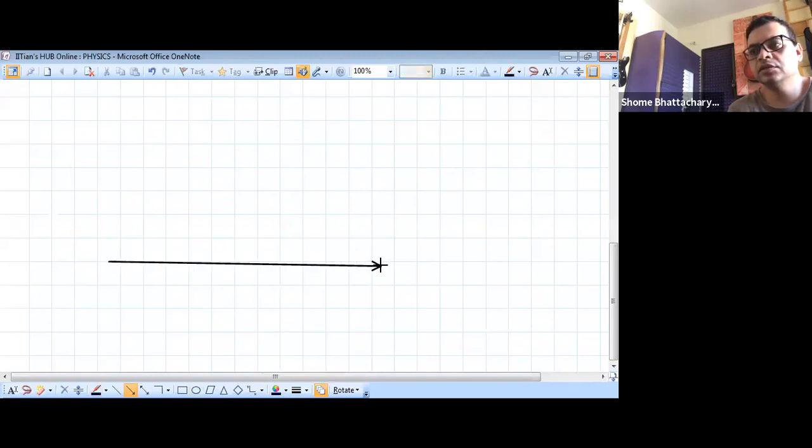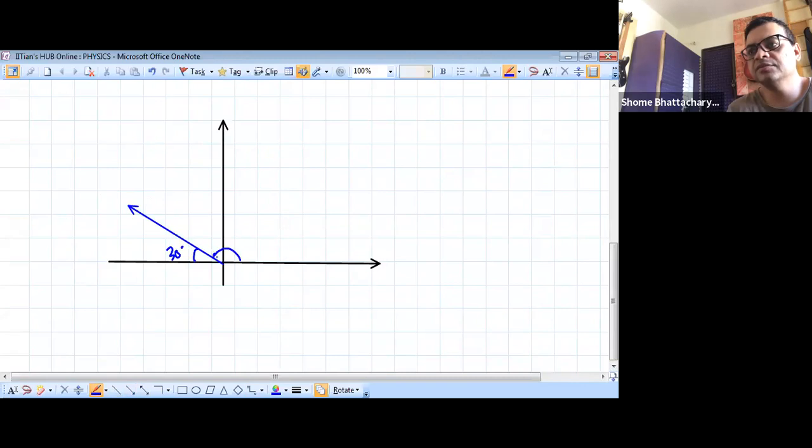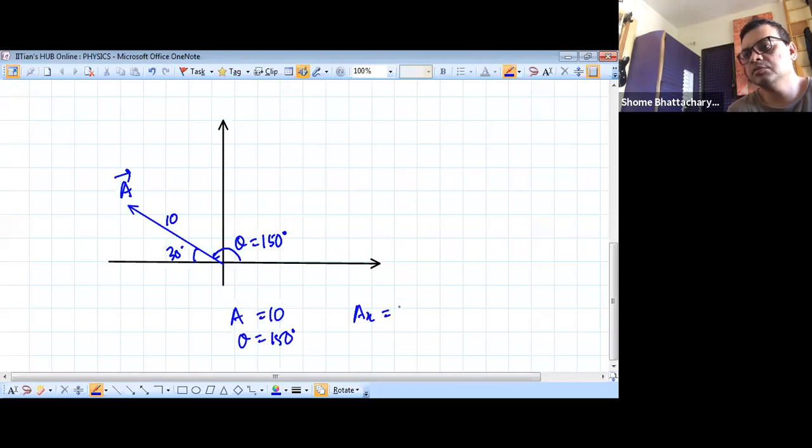So what we have to do here is you can redraw the vector E which is given from the origin so that there is more clarity about it. So you can see that the vector is like this, where this angle is 30. That means the angle it is making with the x-axis is 150. So magnitude of A is 10 and the angle is 150 degrees.